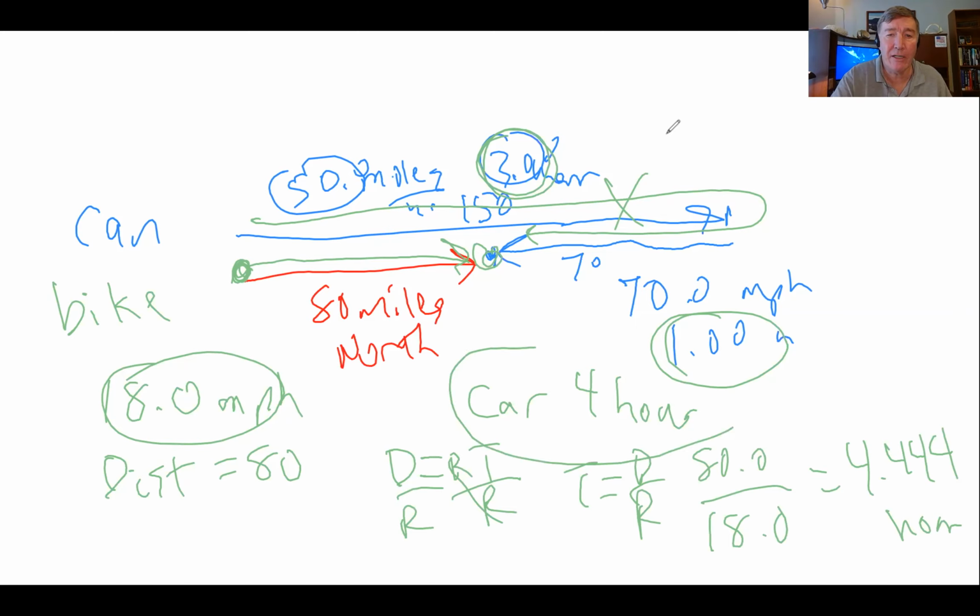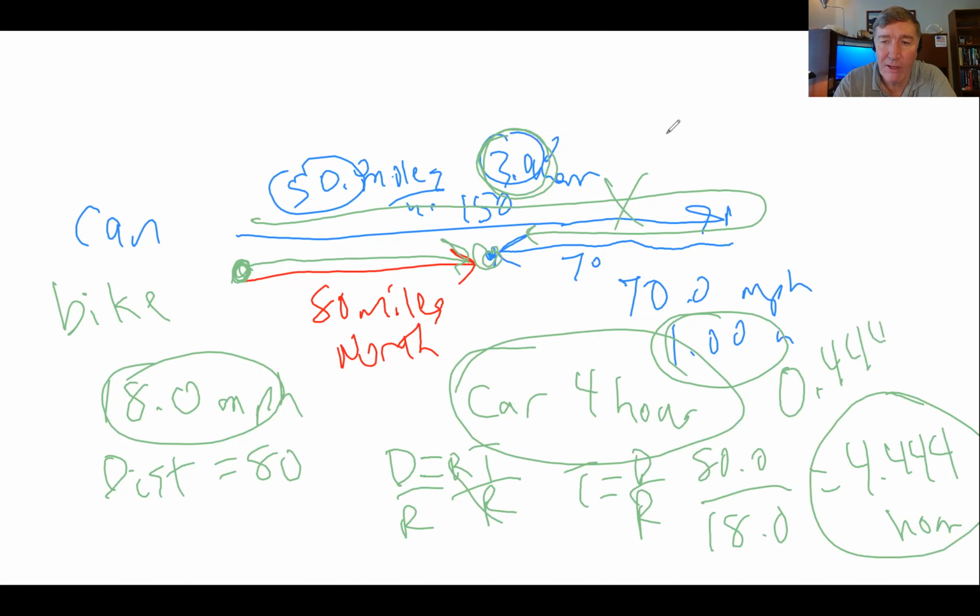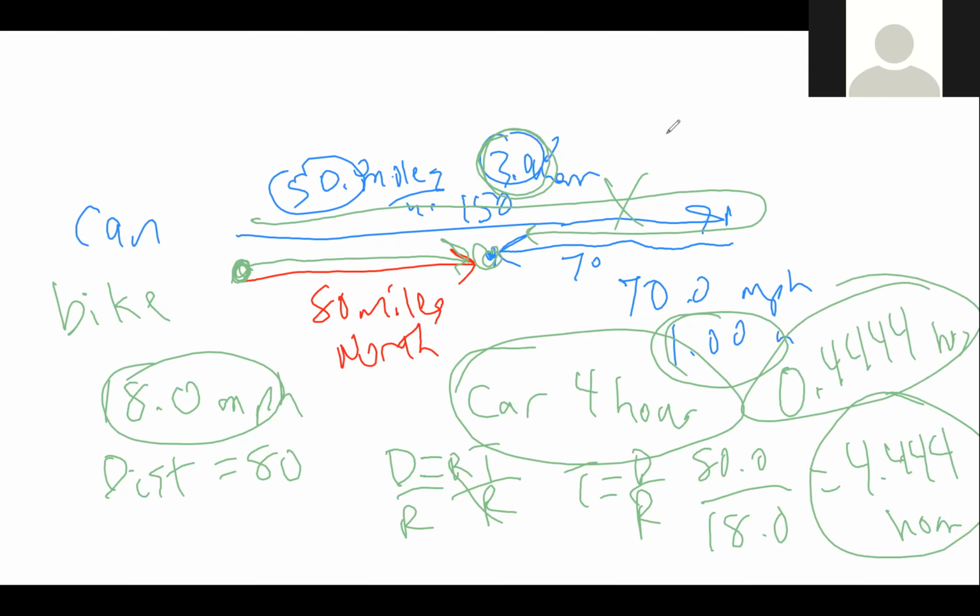So the car only took 4 hours to get there. So the bike took 4.4 hours to get there. So then that means that the car had to wait for 0.4444 hours. Do you agree? Yeah. Okay. So then all we have to do is convert that into minutes.